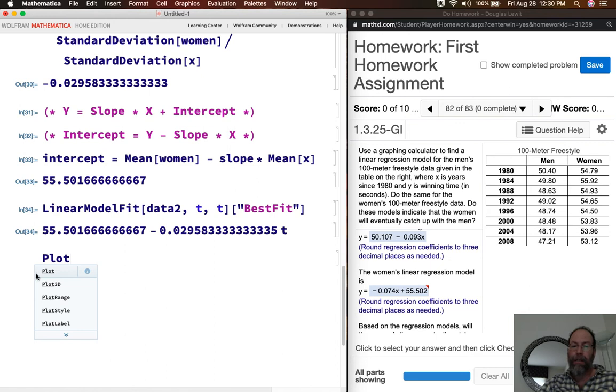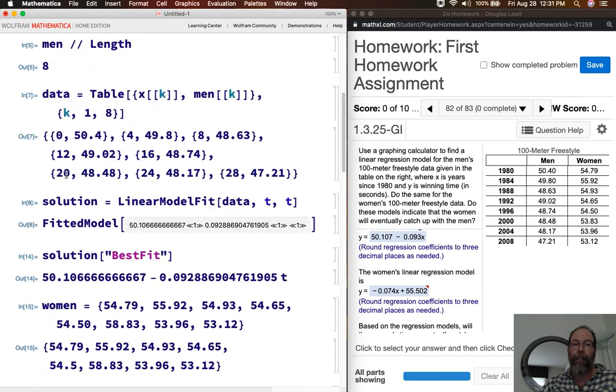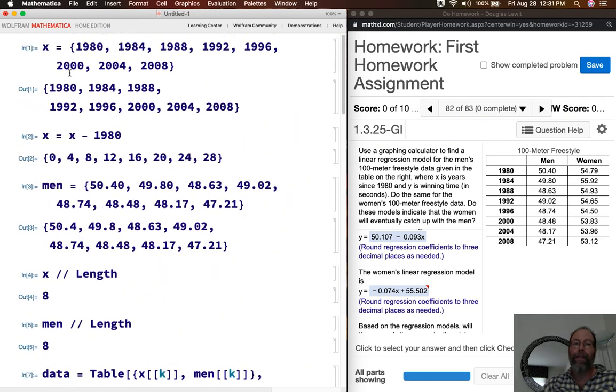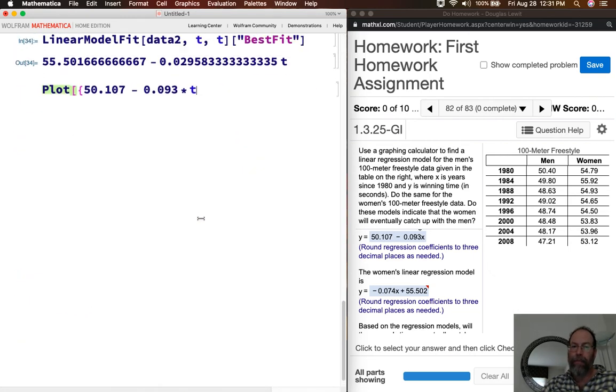So plot. Okay, 50.107 minus 0.093 times t. I'm going to use t. I can't use x because I'm using x up here. I'm using x up here to represent the number of years since 1980. So I can't use x again unless I clear it, but I would rather not do that.